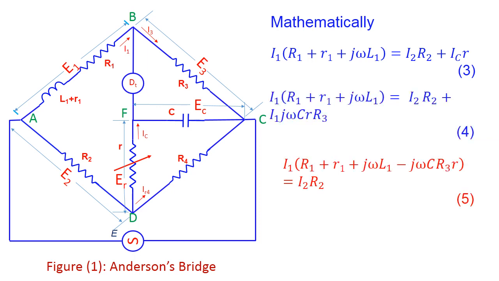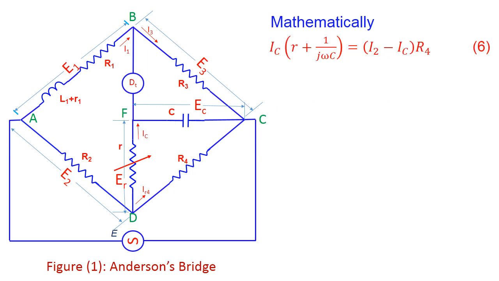Simplifying equation 4 further, the terms associated with current I1 are put on the left-hand side of the equation and the terms associated with current I2 are put on the right-hand side of the equation. Mathematically speaking, I1 into R1 plus lowercase r1 plus j omega L1 minus j omega C R3 into lowercase r is equal to I2 into R2.